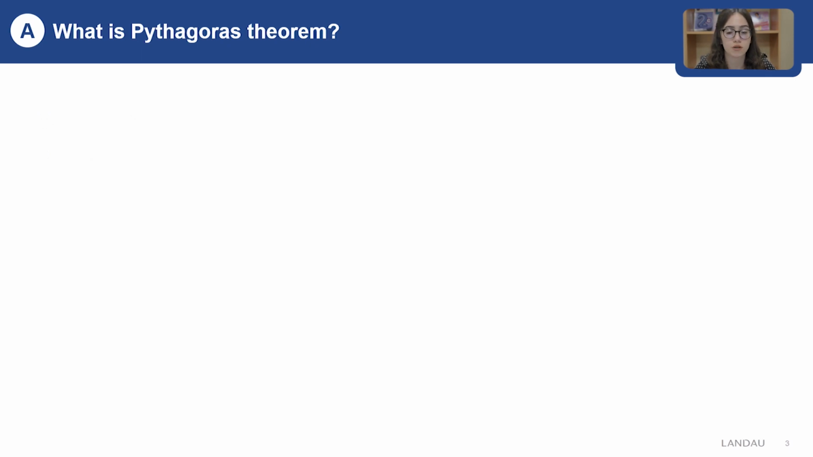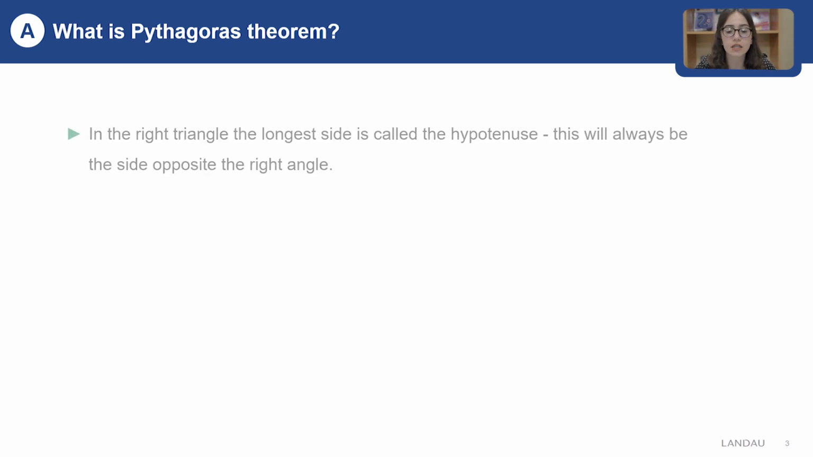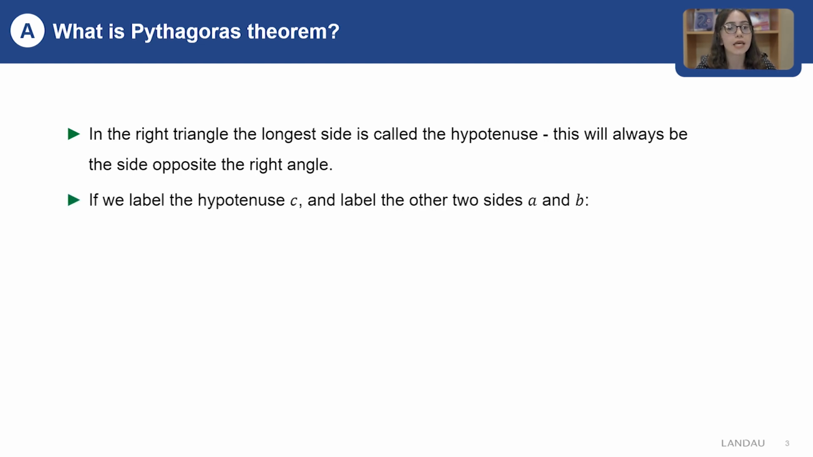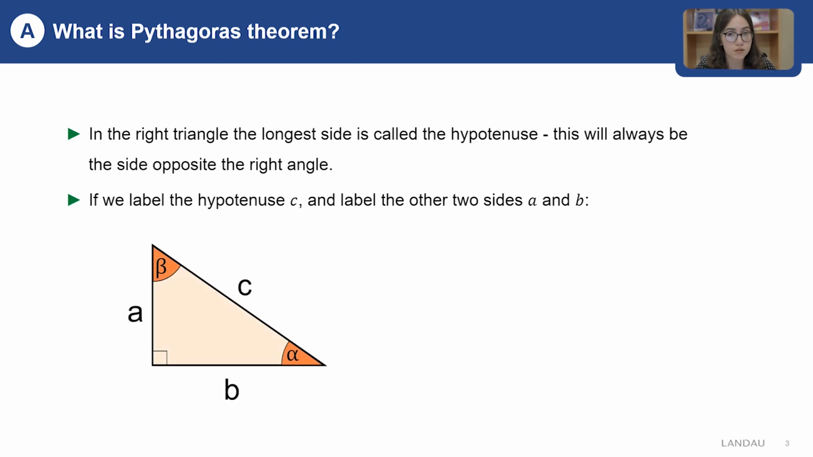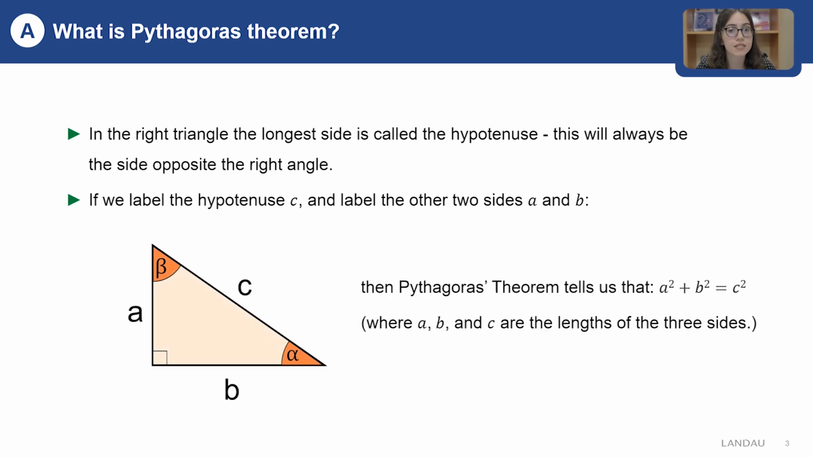What is Pythagoras theorem? We know that in a right triangle, the longest side will be the hypotenuse, and we mostly use C instead of hypotenuse. And don't forget that this side is always opposite the right angle. So we will write C instead of hypotenuse, and we will write A and B for the two other sides. We mostly say that they are legs of the right triangle. So if we want to apply Pythagoras theorem, we will write A squared plus B squared equals C squared. In this case, A, B, C will be the lengths of the three sides of the given right triangle.